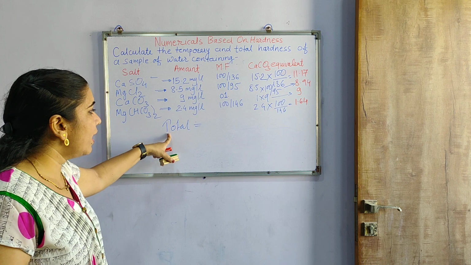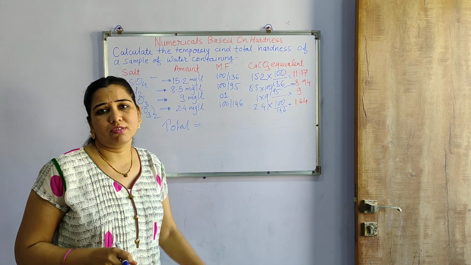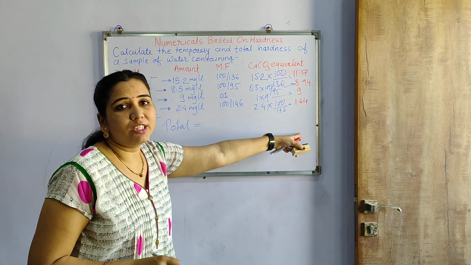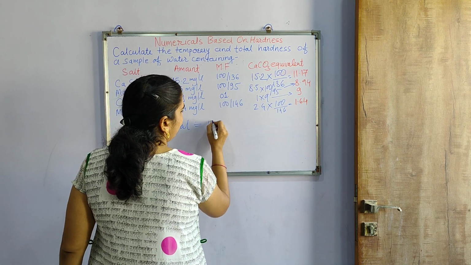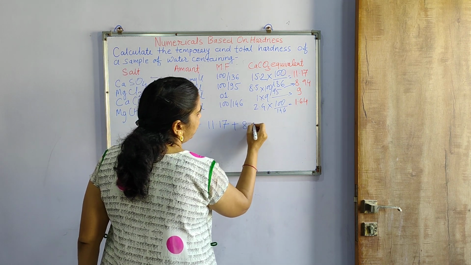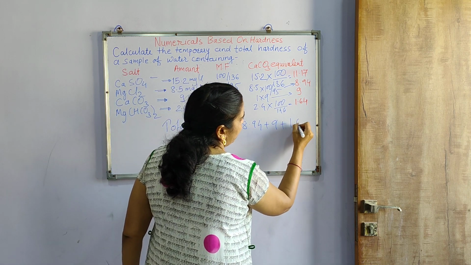So what will be the total hardness? It is nothing but the sum of the CaCO3 equivalent of all the salts. So we have to add all these values. So what will be the addition? 11.17 plus 8.94 plus 9 plus 1.64.